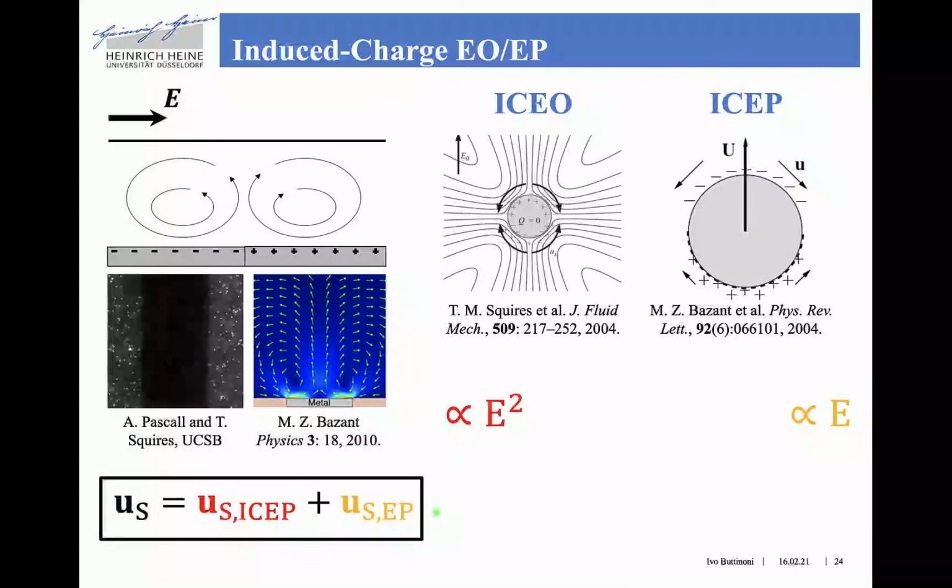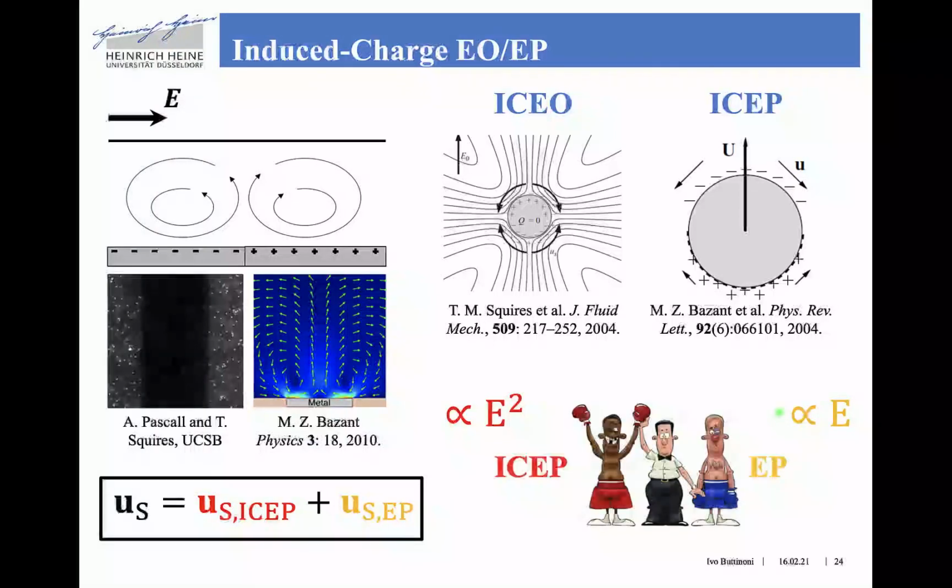So in conclusion, since the slip velocity due to induced charge electrophoresis scales as E to the power 2, while the slip velocity due to classical electrophoresis is linear with the external electric field, often in experiment, the dominant effect is induced charge electrophoresis or induced charge electroosmosis, since this scaling becomes dominant as soon as the electric field is large enough. I'm still talking about experiment.